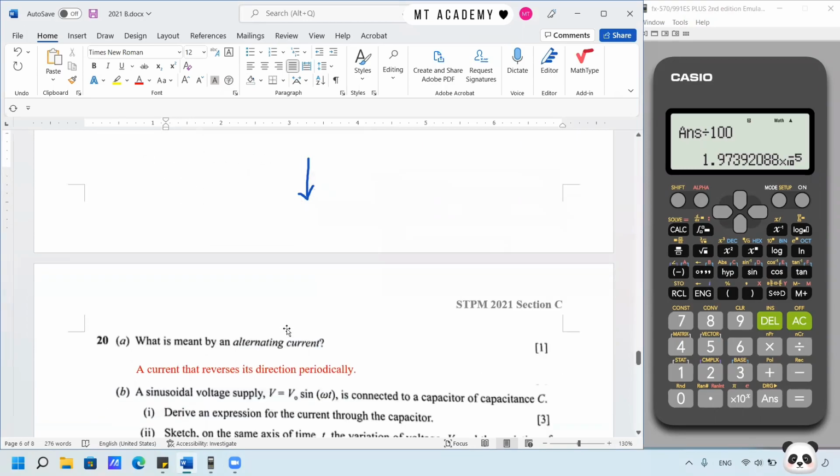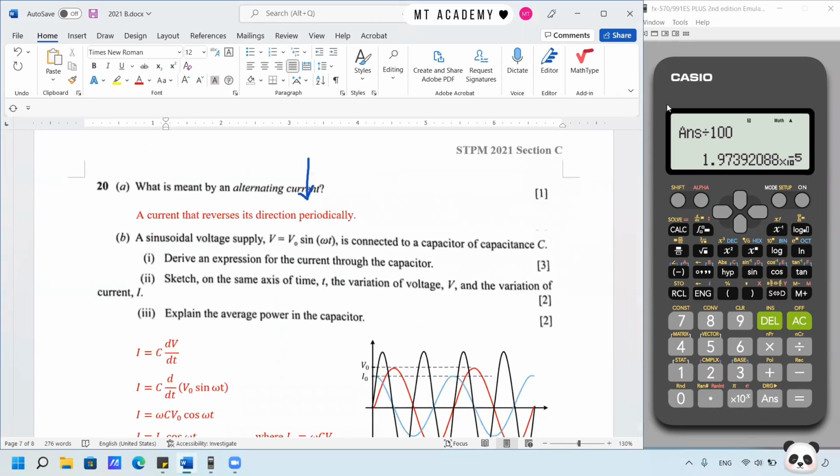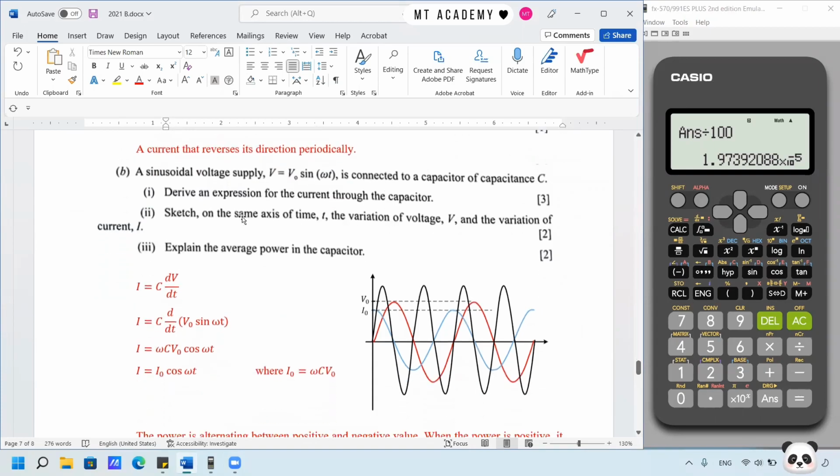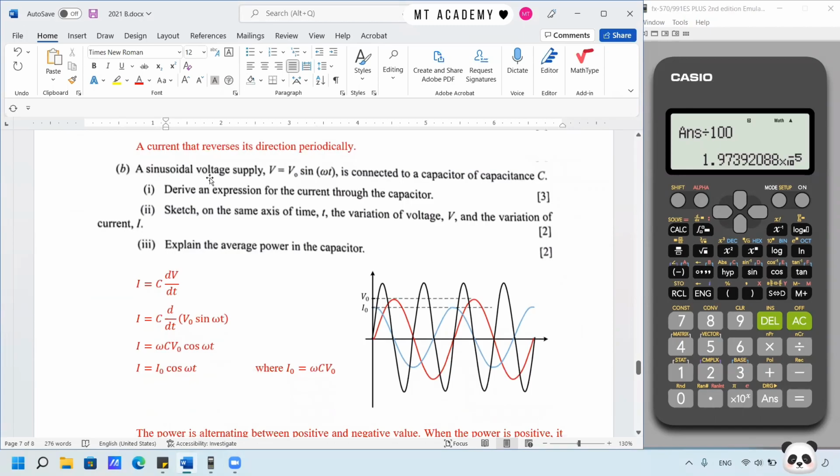Okay, so we proceed to the last question. What is meant by an alternating current? Simple: a current that reverses its direction periodically. B, a sinusoidal voltage supply, V is equal to V naught sin omega t, is connected to a capacitor. So this is a pure capacitor circuit. Derive an expression for the current through the capacitor.